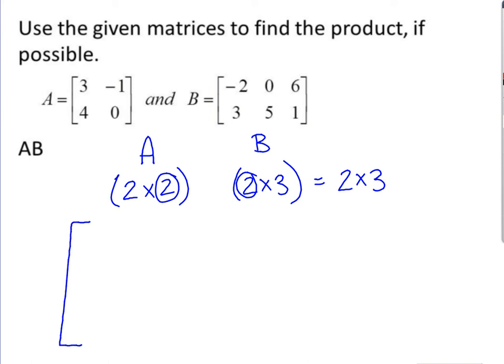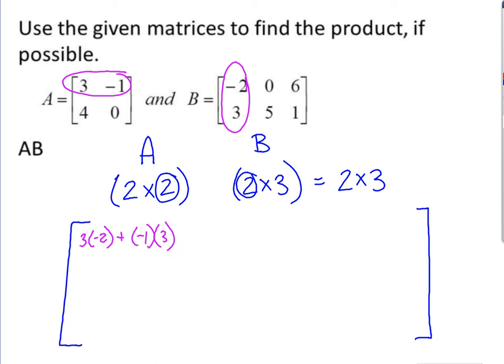So we're going to have 2 rows and 3 columns. To find our C11, we're going to do the first row times the first column. So we will have 3 times -2 plus -1 times 3. And that'll be your C11.